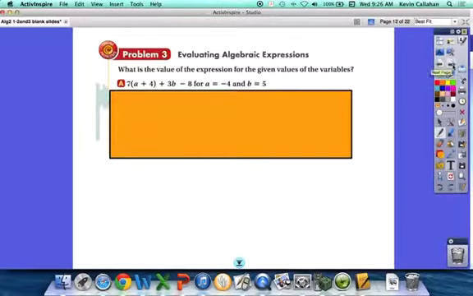So here's an evaluate. Normally they're going to give you an expression. Here's the expression. And then they're going to give you the values of the variables. Evaluate means plug in for the variables. Plug in for the variables. How will we do that? Try it. What do you get if you plug in -4 for A and 5 for B? Try it.